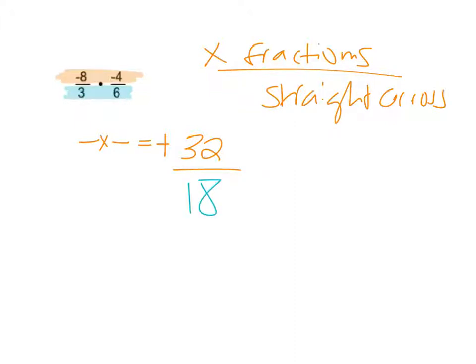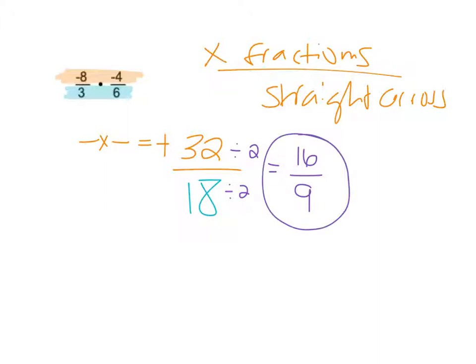I then have to think about, can this reduce? And yes, because they're both even. So I'm going to start by dividing by 2. 32 divided by 2 is 16. 18 divided by 2 is 9. They cannot reduce any further, so I can leave it as this.